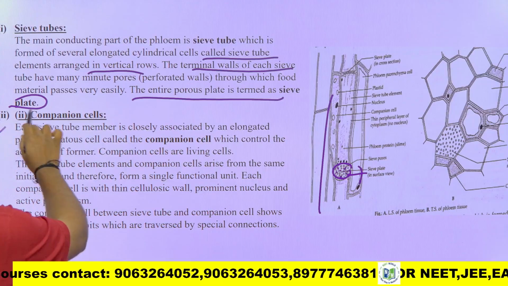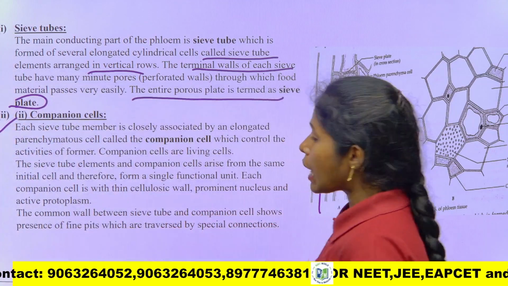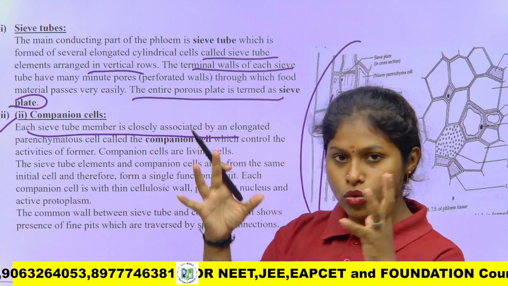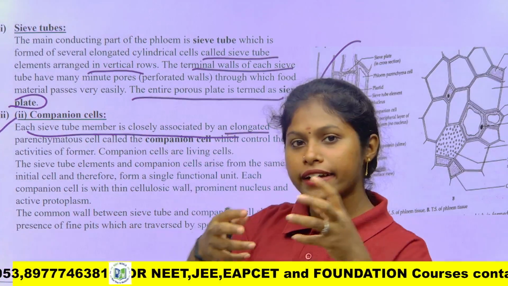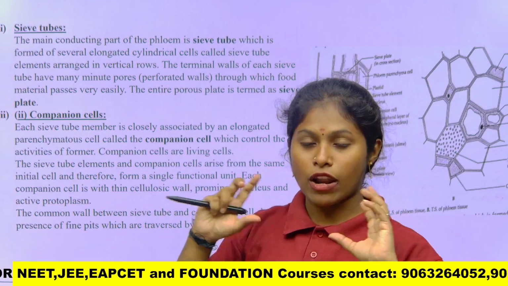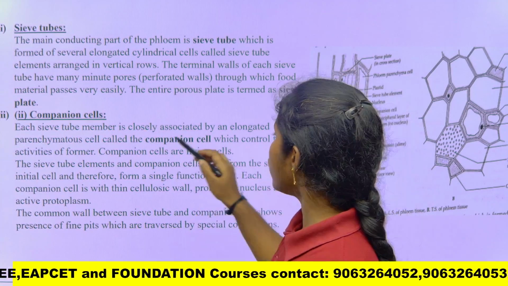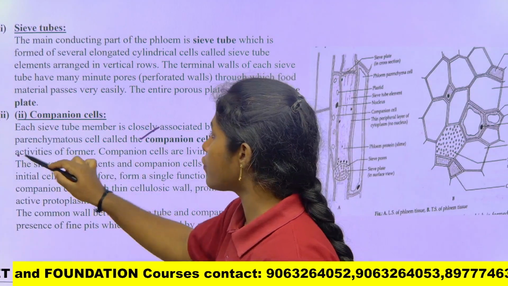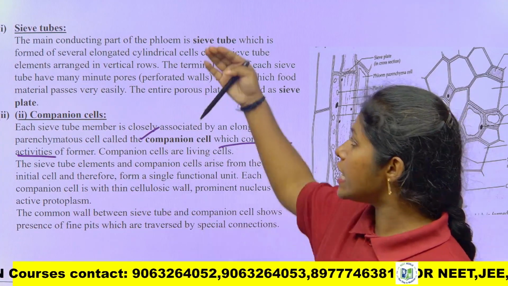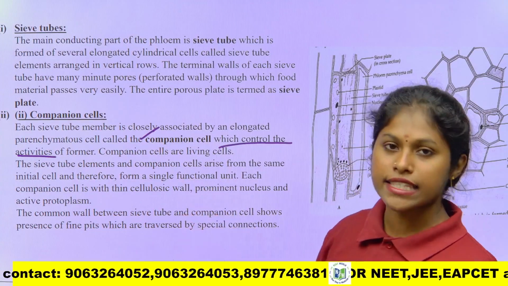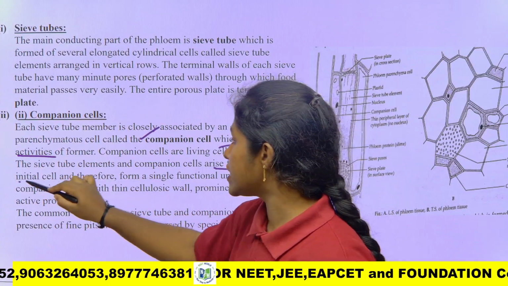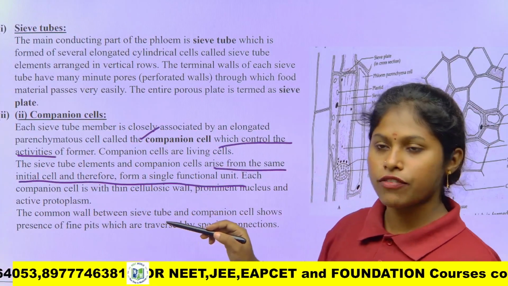So here see the companion cells, children. Each sieve tube member is closely associated with an elongated parenchymatous cell called the companion cell, which controls the entire activity of the sieve tube element. Also, children, the initial point of the sieve tubes and companion cells is the same. They arise from the same initial cell, and therefore they form a single functional unit.